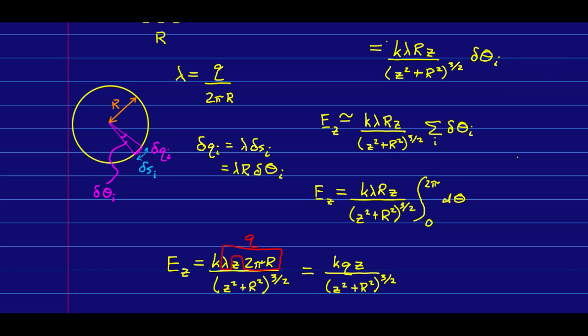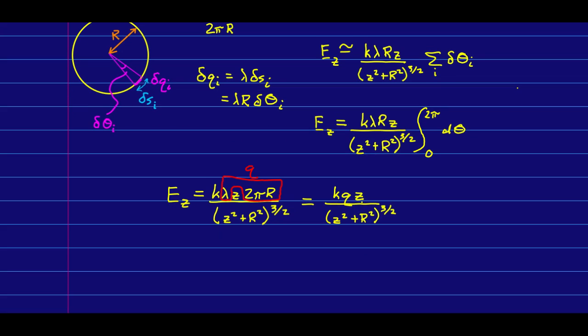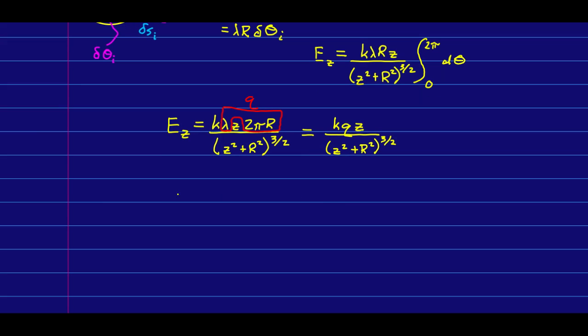So that integral just gives us a 2 pi, and then note that we have lambda 2 pi R, that's just lambda times the circumference, and that's Q. And so we get this expression. I'm going to leave you to check the units, and I'm going to point something else out.